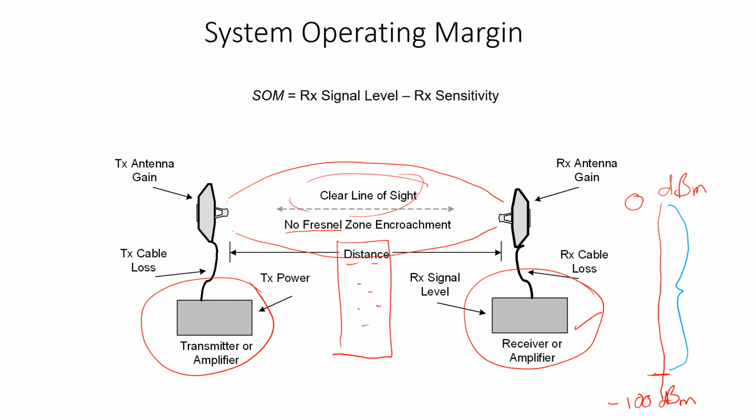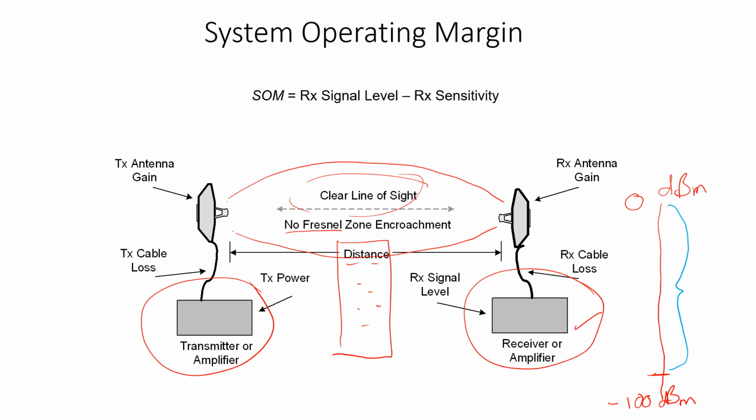But what we need is a system operating margin, that is a margin above the receiver sensitivity, to ensure that our system operates reliably. And the amount of margin that we have depends on the environment. If it was in a rural environment, across a field or a desert or something like that, we could operate with quite a small margin of maybe 10 dBs. But in an urban environment, particularly something like Manhattan, where there might be lots of other RF sources around, we'd probably want at least 20 dBs and maybe even 30 dBs.